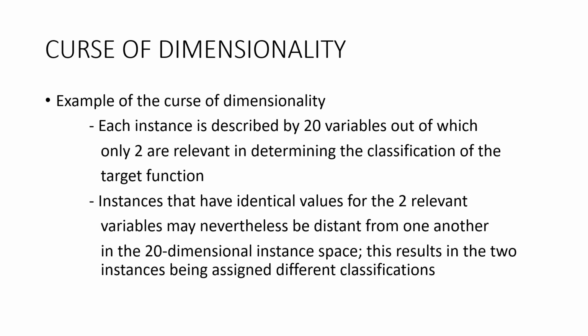As a simple example, suppose each patient is described by 20 variables, and only 2 of them are relevant for whatever classification you're interested in. If two patients are identical in those 2 important variables, so you think they should be in the same class, but they have different values for the other 18, frequently your model is going to give you a wrong classification. They're going to be assigned to different classes.